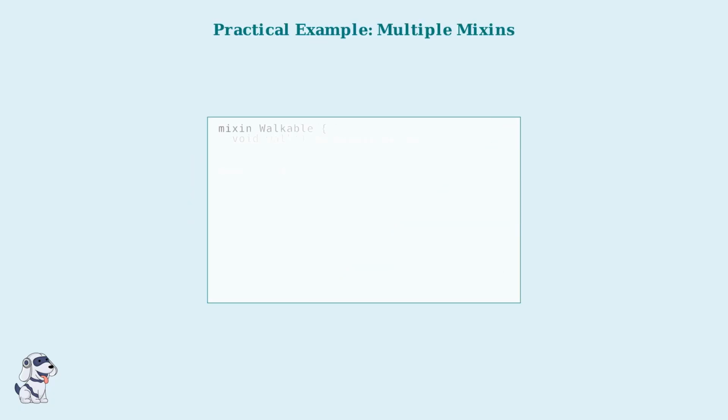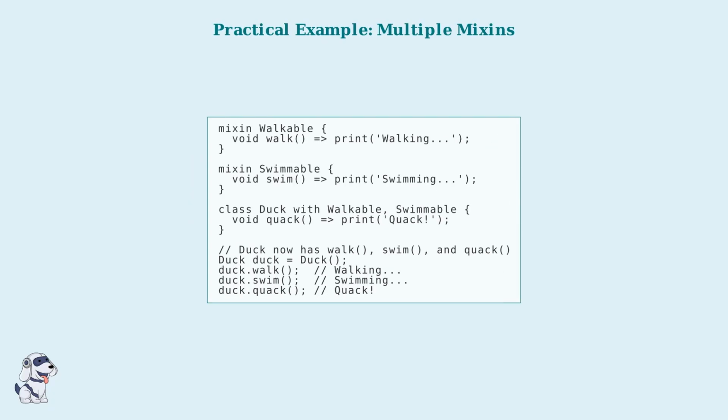Here's a practical example showing how a class can use multiple mixins. The duck class combines walkable and swimmable mixins, giving it both walking and swimming abilities, along with its own quack method. This demonstrates the power and flexibility of mixins in Dart.